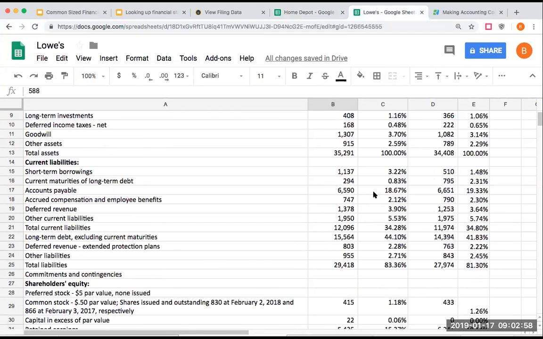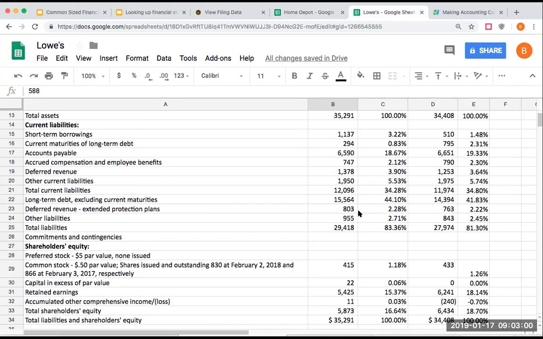Over here for Lowe's, they didn't do that. They don't have any kind of treasury stock. That's what makes them very, very different as a company. But right over here, Lowe's has about 29 billion of liabilities compared to 35.2 billion of assets. And then over here, they've got total liabilities and shareholders' equity of about 35.2 billion.